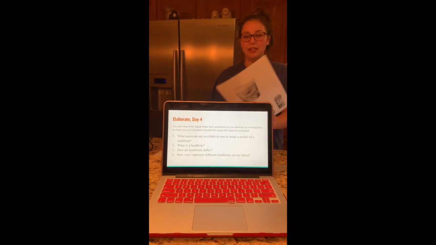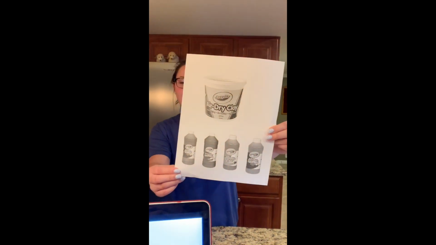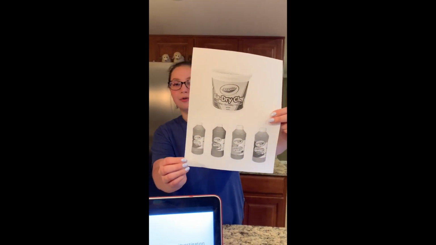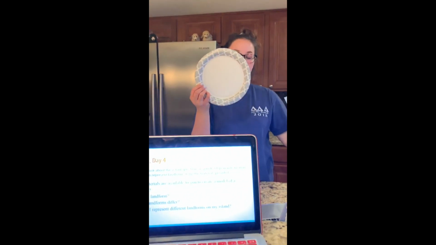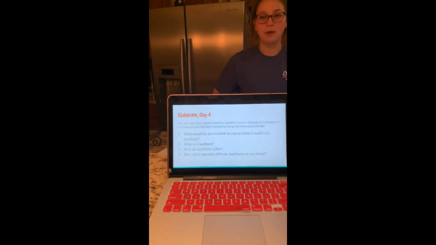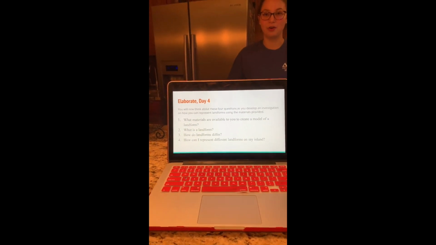The materials we're giving them are air dry clay. We're giving them 4 different colors of paint: brown, blue, green, and red. And we're giving them paint brushes and a plate. So they can choose whatever they want to do, think of a question, do an investigation, and then figure out their own results.